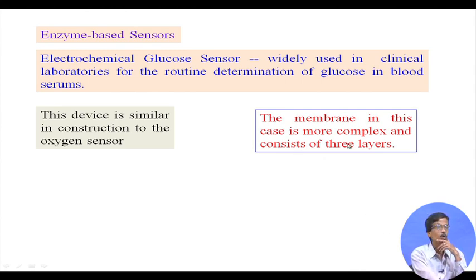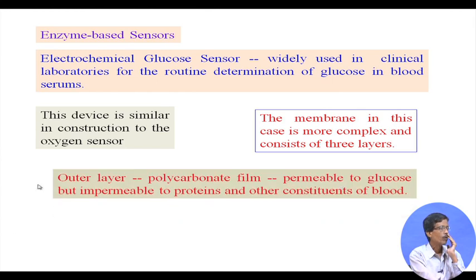In this case it is more complex and consists of 3 layers now. Earlier we were talking about one particular layer and a porous part which allows the oxygen to enter. Now, you have an outer layer. So, it is not much complicated. You go in a stepwise fashion, moving from one layer to the second layer to the third layer.